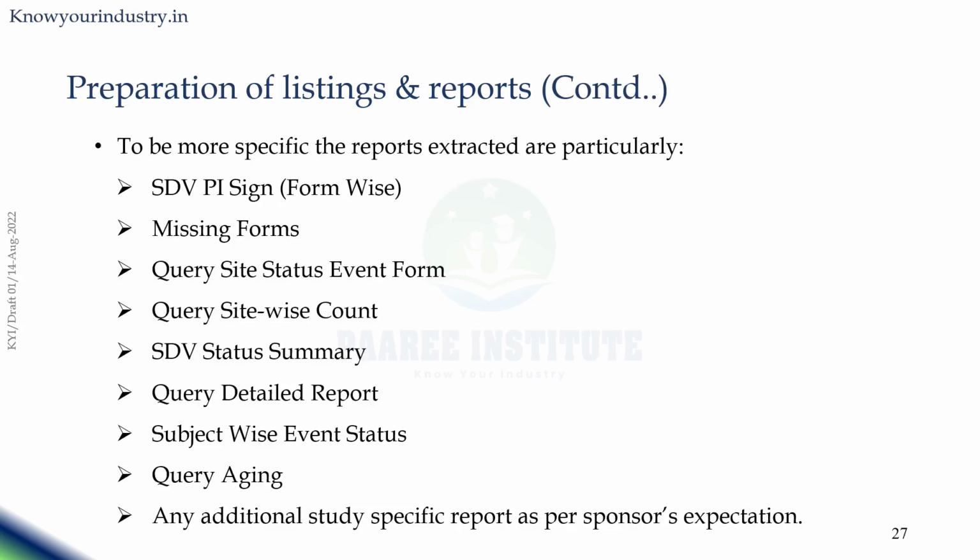What are the general reports that are extracted? The SDV status or the PI sign status, the forms which are missing, the query status per site, the discrepancy status per site and the discrepancy count per site, SDV status summary, query detailed report, then subject-wise visit status, and query aging. This is important because sometimes the site does not respond to the discrepancies raised in the system. Based on how many days the query is open, the site monitors need to take action or follow up with the site to respond to the discrepancies, along with any additional study-specific reports or as per sponsors' expectations.